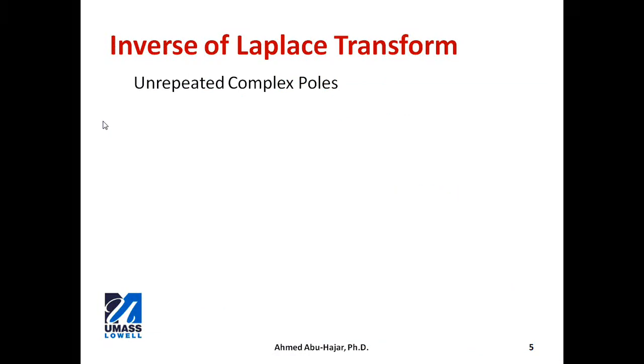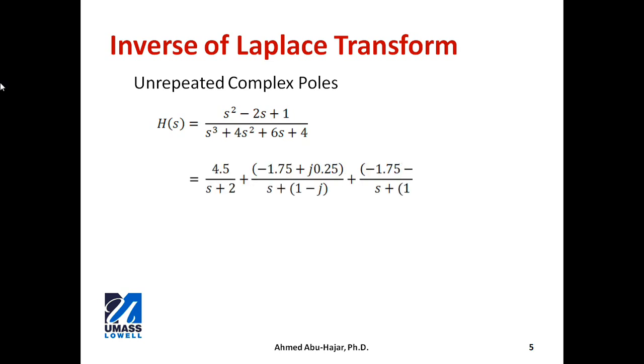So the next case we have is what we call the unrepeated complex poles. What happens if we have unrepeated complex poles? So let's give you a very simple example. In this transfer function, the partial fraction expansion will have one simple pole and two complex conjugate poles, right?